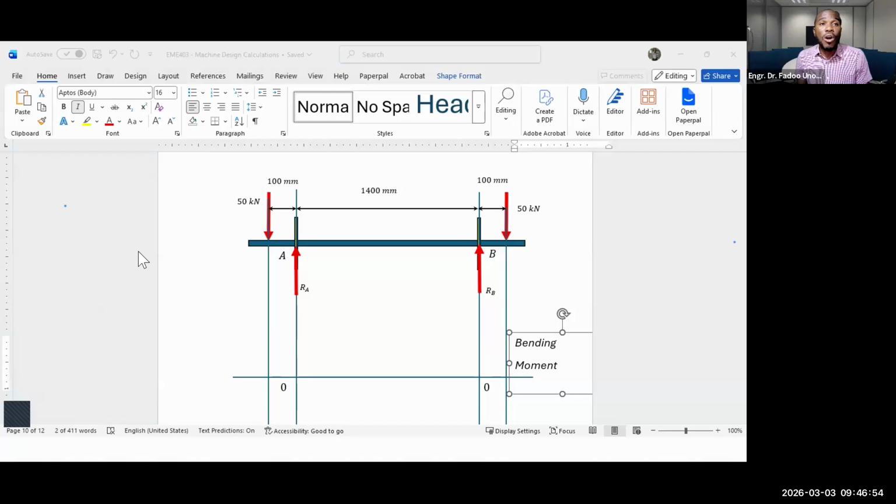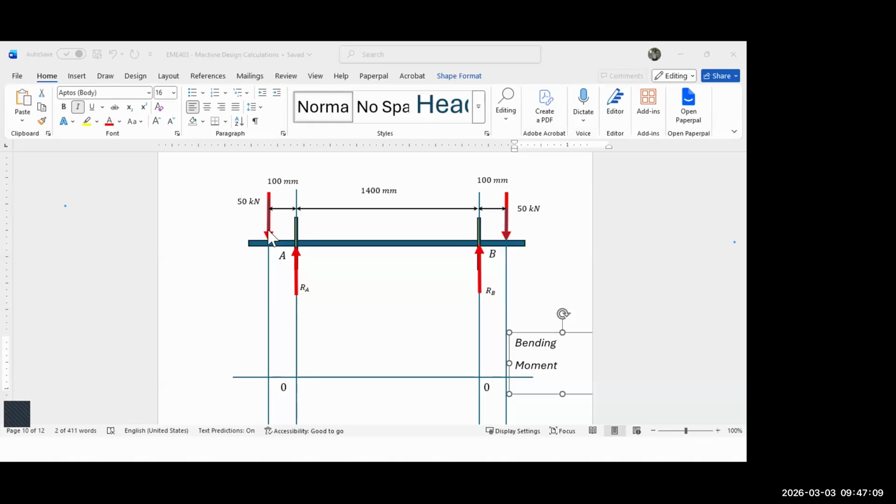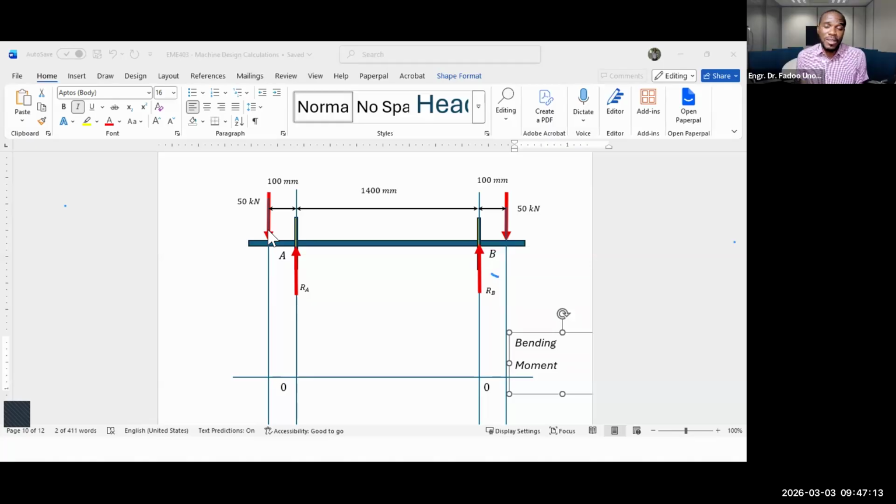So on the left-hand side of the 50 kilonewton, is there any force there? Do you find any force acting on the left-hand side of that leftmost 50 kilonewtons? There's no force acting on the left side. Good. There's no force acting. And so the moments about this first point where I am is 0.